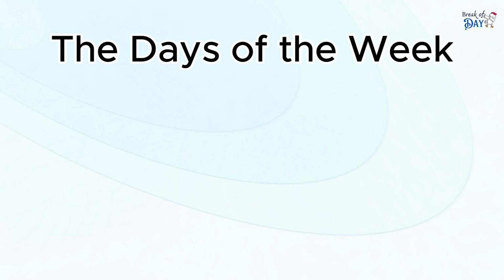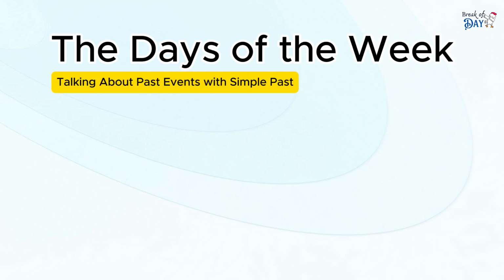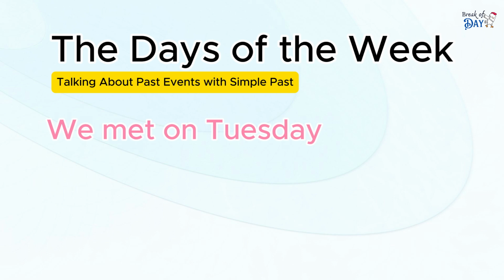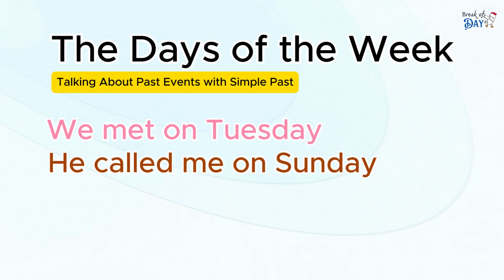Next, now let's talk about the past. When you want to talk about something that happened before, we use the simple past tense. Let's look at some examples. We met on Tuesday. Repeat after me. We met on Tuesday. Look at the next example. He called me on Sunday. What's that? He called me on Sunday.